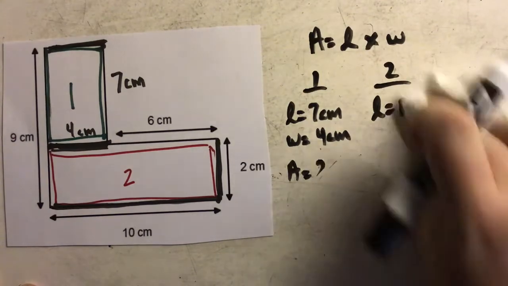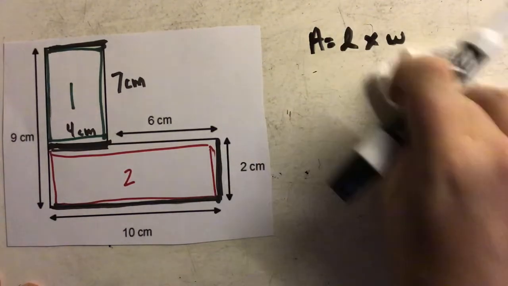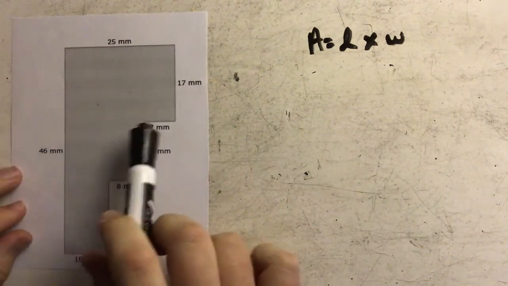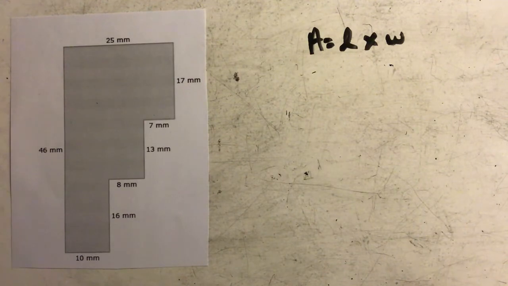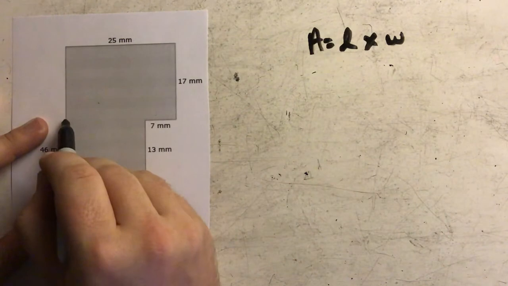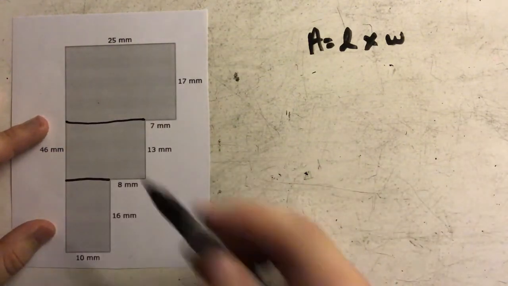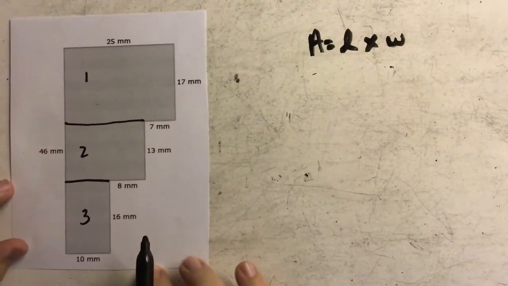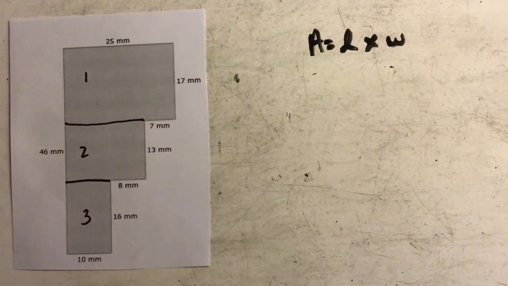Let's try one more example. And in this example, we're going to see a very complex figure in this case. Here we have, we're going to end up needing to divide this 3 times. So I'm going to draw a line right here and a line right here, and that's going to give me 3 separate rectangles to be able to find the area of each.